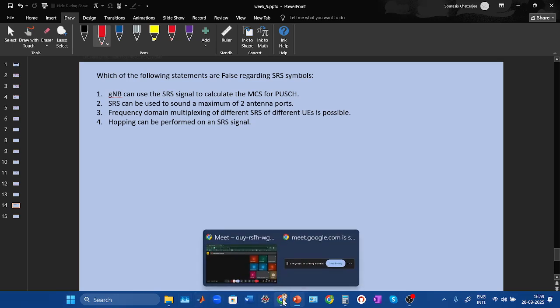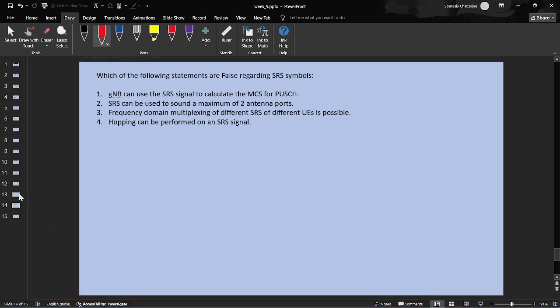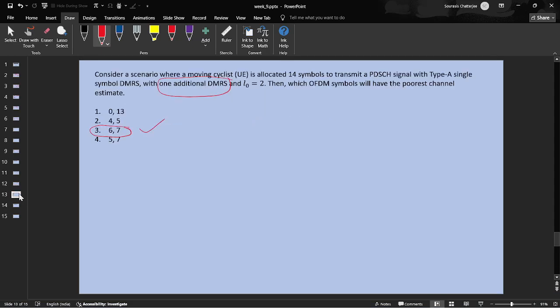Sir, 0 can be allowed when the K0 is not equal to 0. If the K0 is 1, then my DCI will be scheduled in the 0th slot and my data will be coming in the 1st slot. So in that case, 0 and 13 should be applicable, right? Because my DCI will be scheduled one slot before. And if my K0 is 1 and the SLIV is 0 to 13, the whole slot will be used for PDSCH. In that case, my DMRS will be scheduled where? At the second symbol.